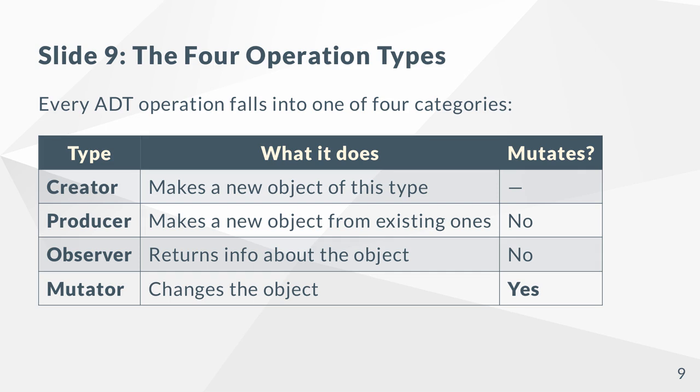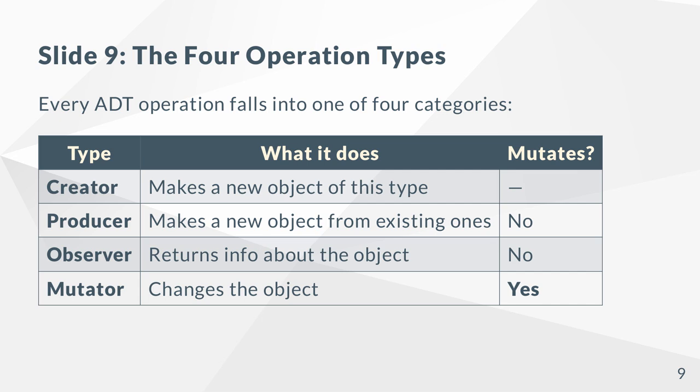Now, let us look at how we classify ADT operations. Every operation on an ADT falls into one of four categories. Creators make new objects of the type. They are the starting point. Producers take existing objects of the type as input and produce new objects of the same type. They do not mutate. Observers take objects of the type and return information about them, usually as a different type. They do not mutate. And mutators change the object itself. They are the only category that modifies existing objects.